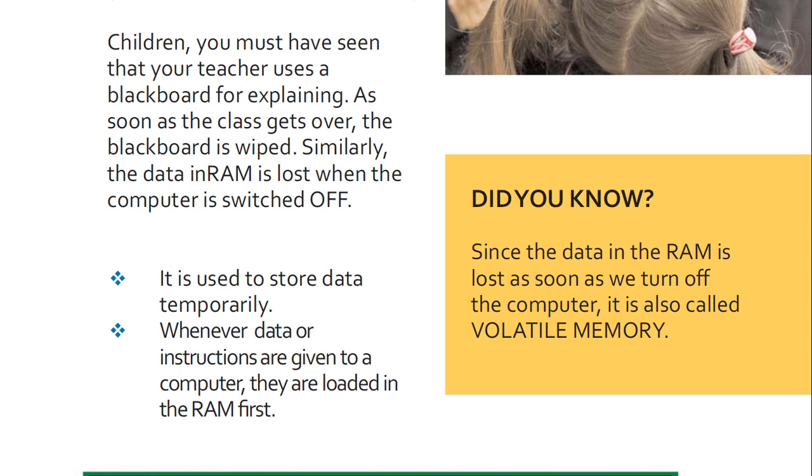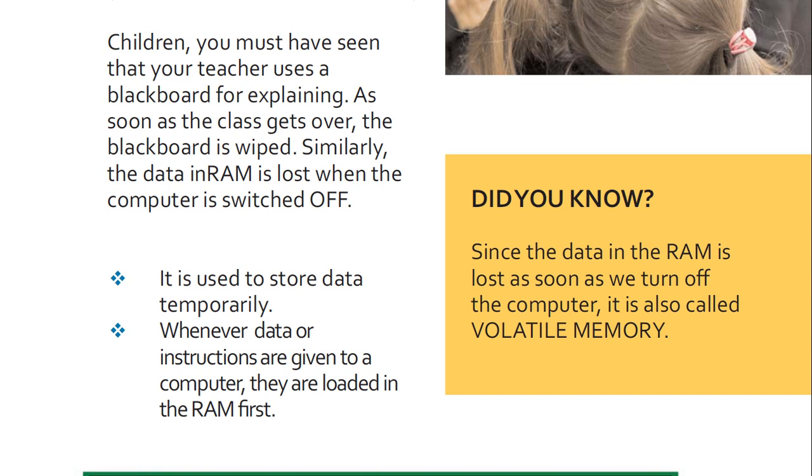Whenever data or instructions are given to the computer, they are loaded in the RAM first. Say you are going to watch a movie. If the movie is 400 MB, this 400 MB is moved from the hard disk into the RAM. While the movie plays, the data is processed one by one. So the 400 MB is stored in the RAM.